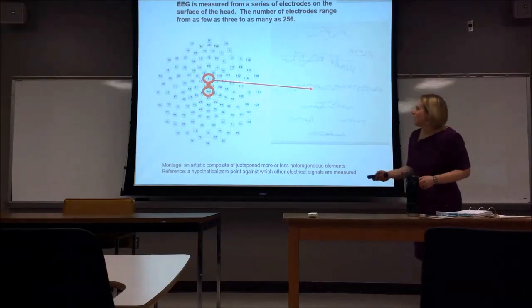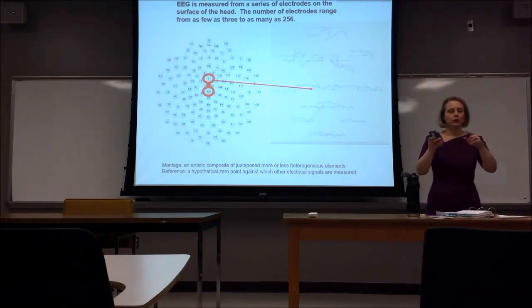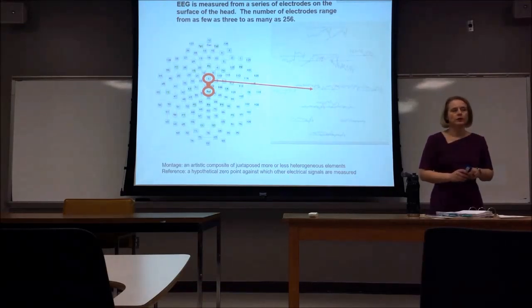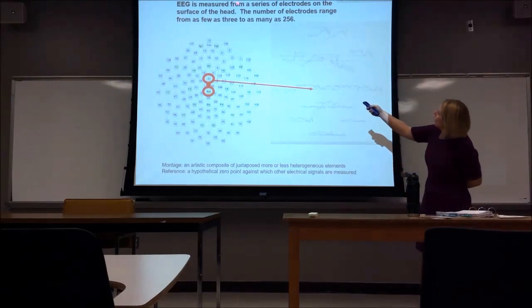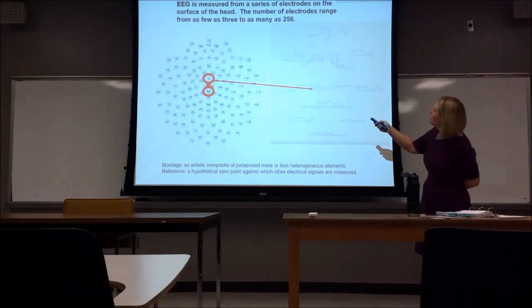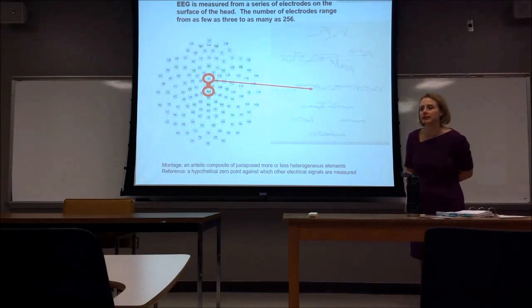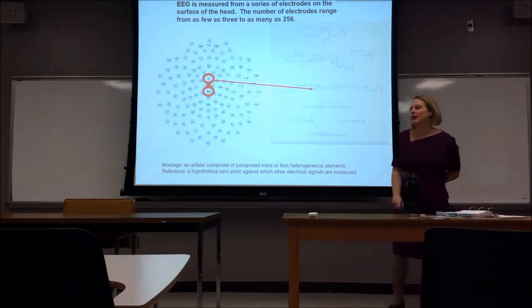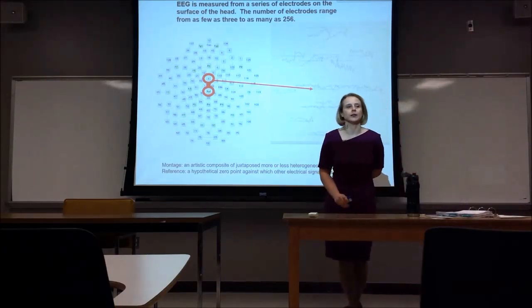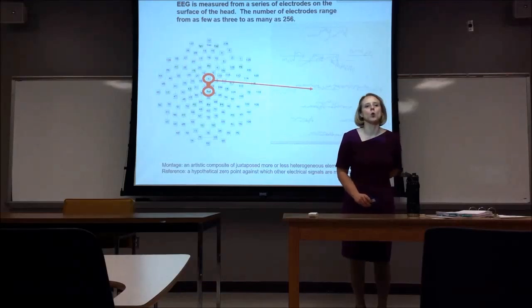All right. What I use in the lab, and by the way, there are a couple of different laboratories that use different systems. Their differences are, for the most part, irrelevant. This is the one I use. Most of these recordings are from me, so it looks like this. All right, EEG is measured from a series of electrodes on the surface of the head. The numbers of electrodes range from as few as 3 to as many as 256. I use a 128 channel one. To be honest with you, anything above 128 is ridiculous. There's no purpose to doing more than that.